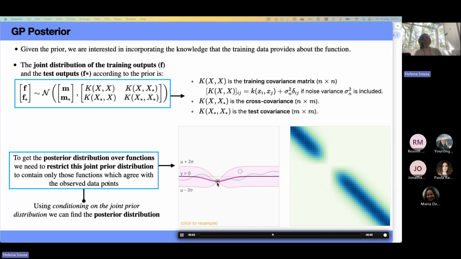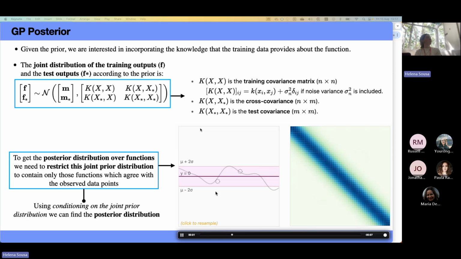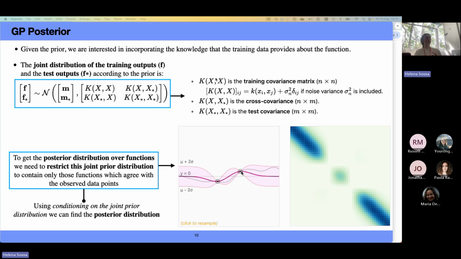Coming back to our main pipeline, now that we have defined our prior based on the kernel that we chose, we can say, from a very intuitive point of view, that we want to incorporate the knowledge that our training data provides about the function, so our actual observations in the data. If we have this joint distribution of what we call the training outputs and the test outputs according to the prior, you can see that we have a distribution based on our means and our covariances between the training and the testing points.